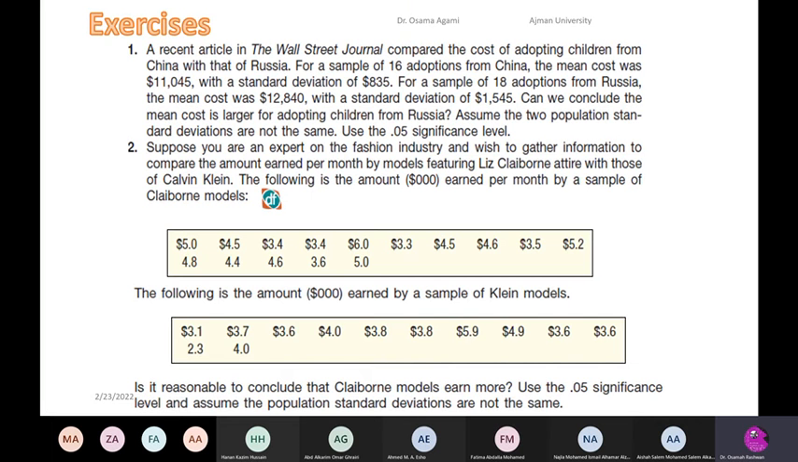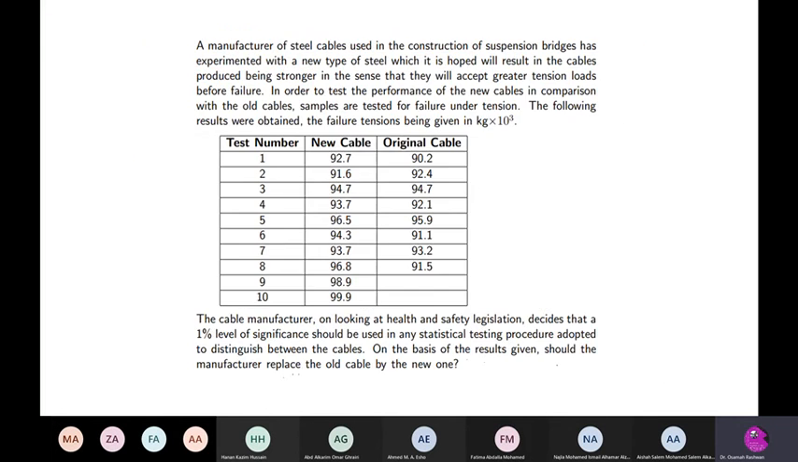So before you compare the means, you have to make sure, are you given the information about the two population standard deviations or not? If not, like this question, you have to check using f-test. Okay, if you conclude that they have equal variance, you go for t-test equal variance. If you conclude they have different variance, you go for t-test for unequal variance, right?